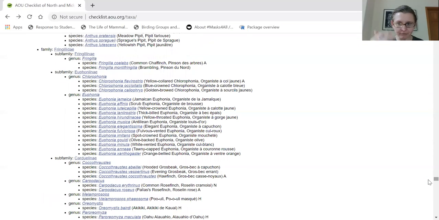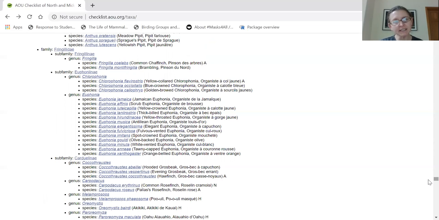And I'm skipping over a few families where you might find some representatives. I'm really focusing on the common ones around the Olympia area. Family Fringillidae, these are our finches. And finches are sometimes confused with sparrows because both have these conical, sort of triangular-shaped seed-cracking bills.